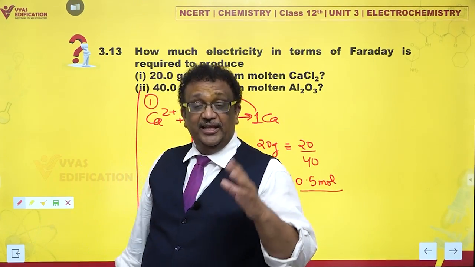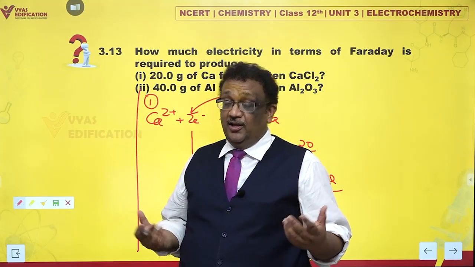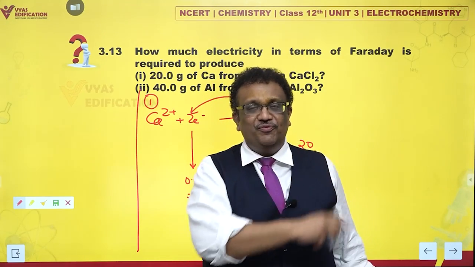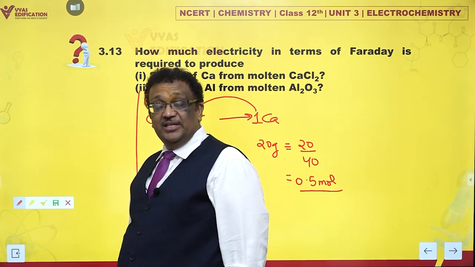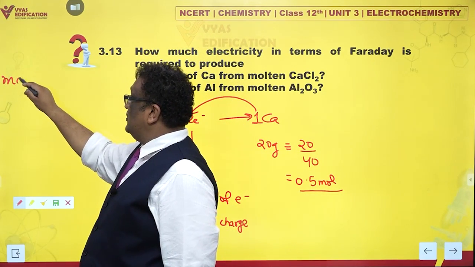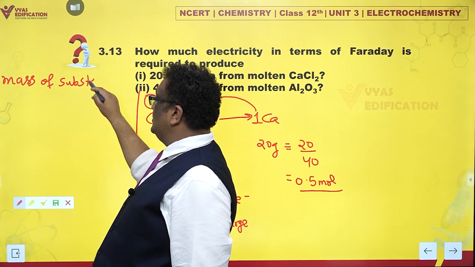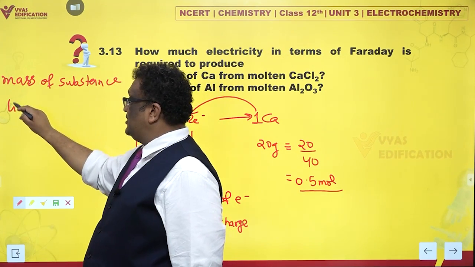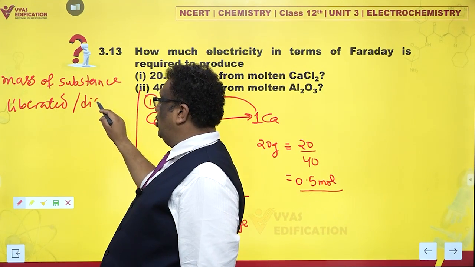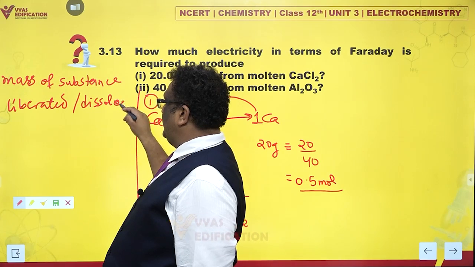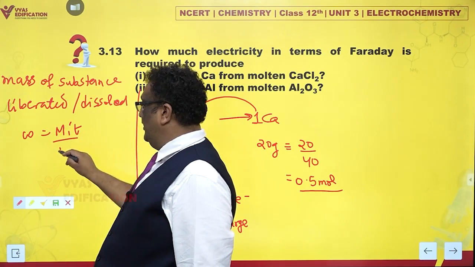Using the formula, in case you want to do this by a second method using a blind formula, can we do that? Yes. And how's that? We'll use Faraday's first law of electrolysis. And what does that say? It says that the mass of substance liberated or dissolved at an electrode, W, is MIt by nF.